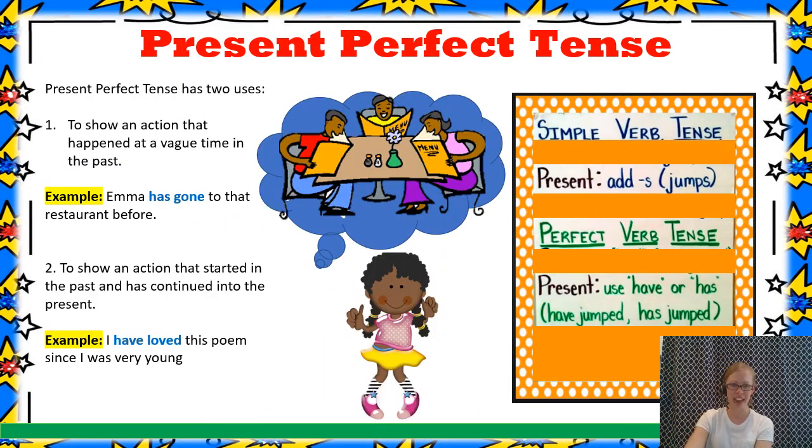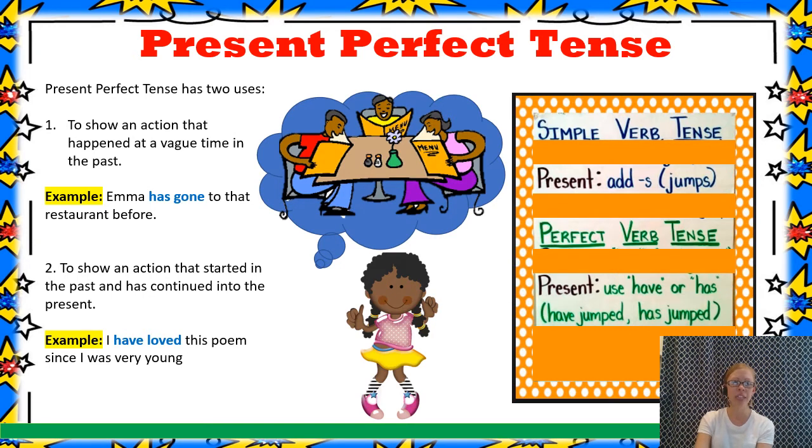Present perfect tense can be used in two different ways. These are things that you probably say correctly without even thinking about it. But we're going to break it down into its two parts. So present perfect tense can show an action that happened at a vague time, so an unspecified time in the past.